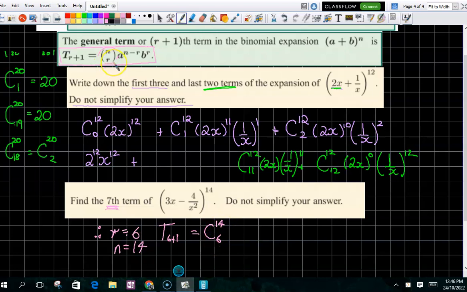If you want to write it like this, go forth. Right, what's my A? That is your first term, right? So what's my first term? 3x. So that's going to be 3x to the what power? Oh, N take R. What's N? 14. What's R? 6. Times negative 4 over x squared. And of course, 8 plus this has to equal 14, and lo and behold, that's 6. Does it ask you to simplify? It says do not simplify, so don't touch it.